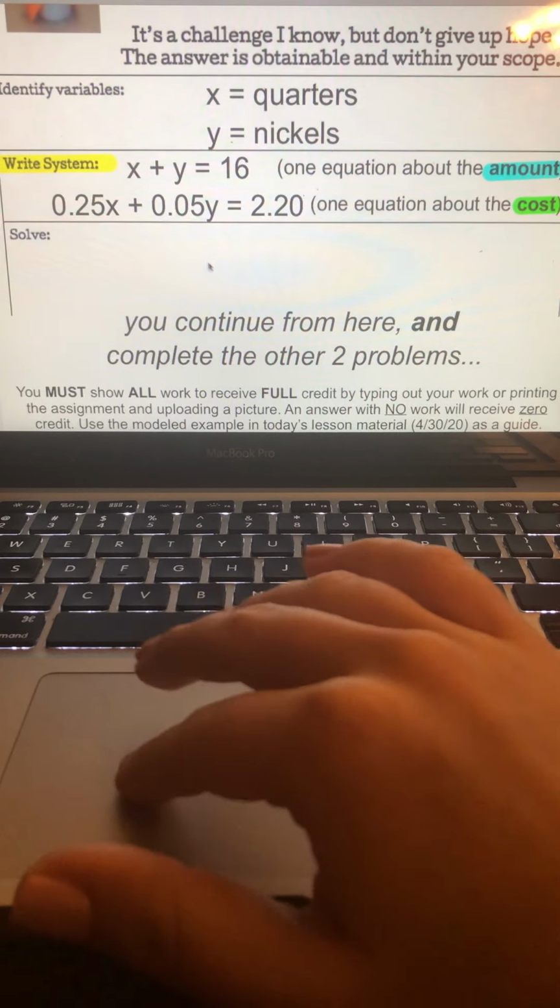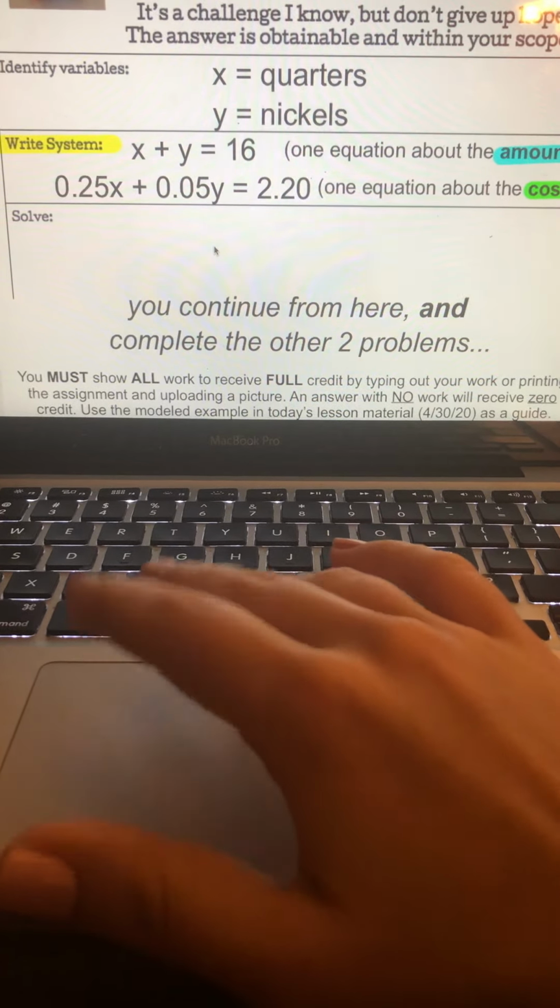So you're gonna go from here, you'll finish completing question 1, and then you'll complete the other 2 problems. Okay, again, you must show all of your work to receive full credit. Some of you were typing right in the document, which is great. Others of you were sending me a picture of your work. I accept anything. Just make sure that there is sufficient work there, or else you are not receiving full credit. Every question is worth 10 points, so this assignment is worth a total of 30 points.